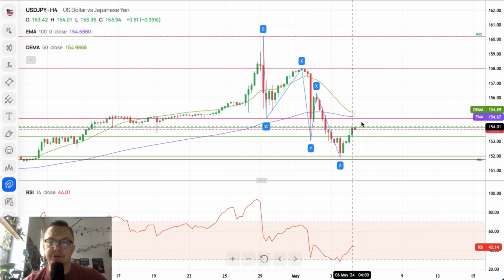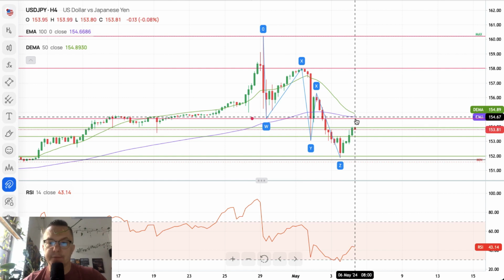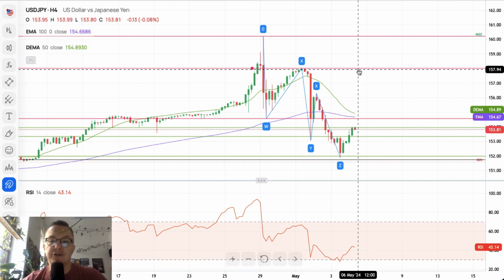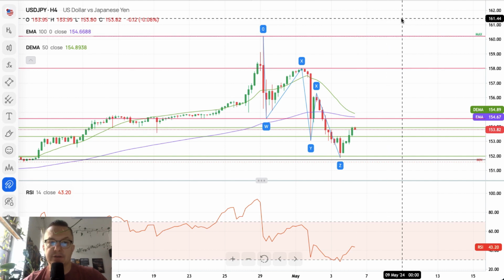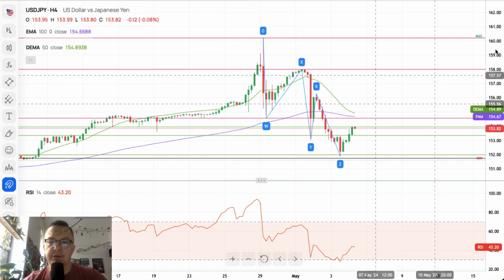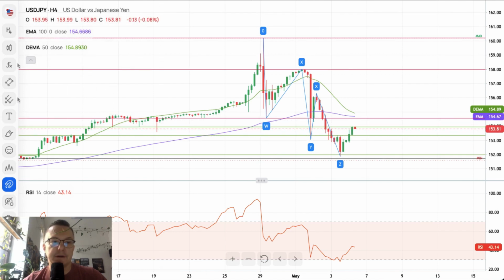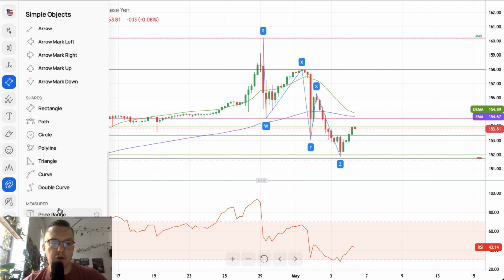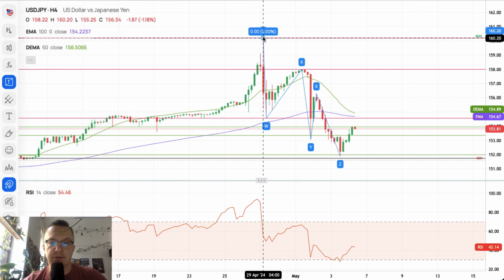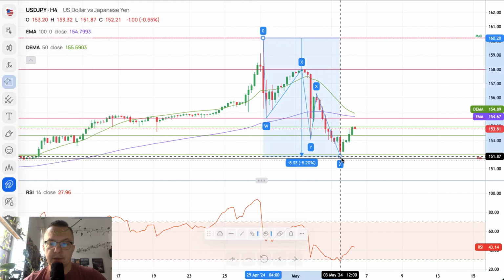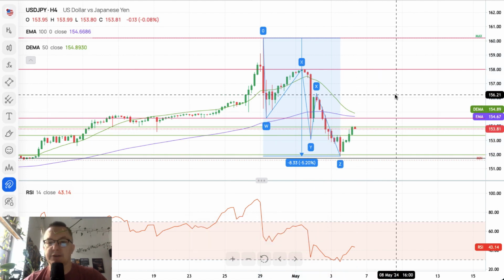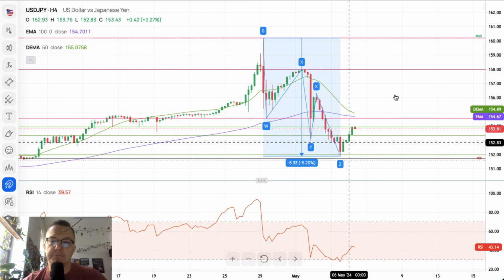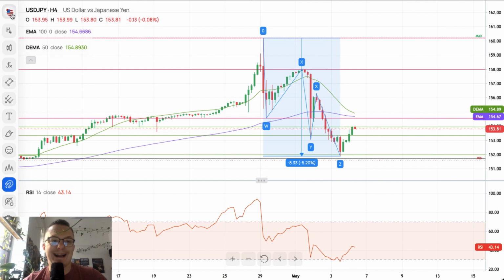So we should see some sort of, let's say, reaction here before we will eventually shoot up higher. So the situation on the US dollar to the Japanese yen looks very promising for bulls after the correction that has the range of, I think if we measure it, roughly around 5%. 5.20% correction done on the US dollar to the Japanese yen. Market is ready to go higher.